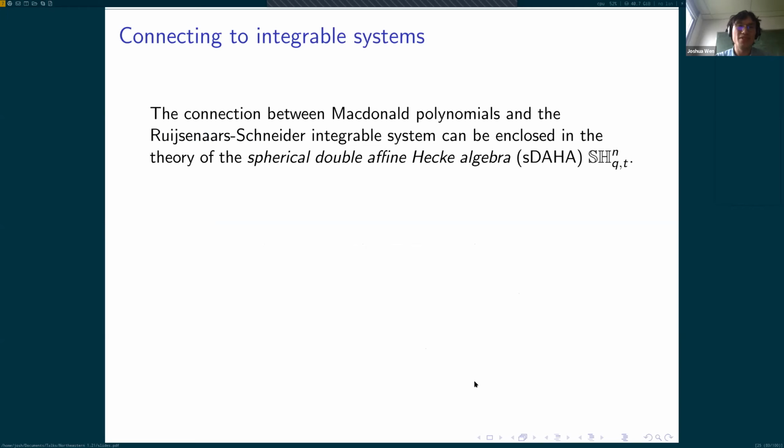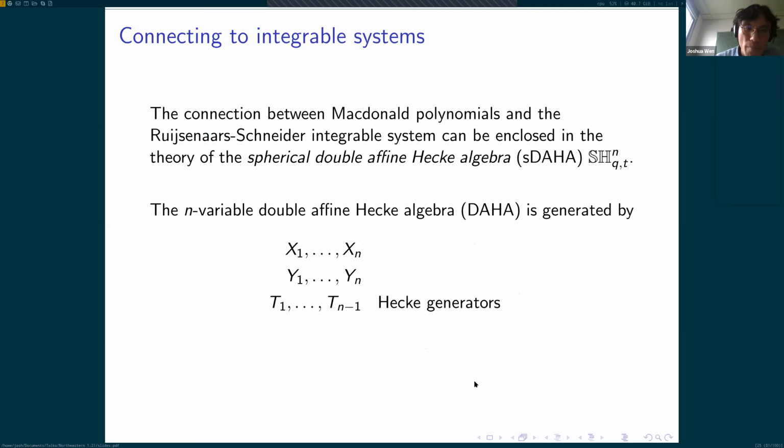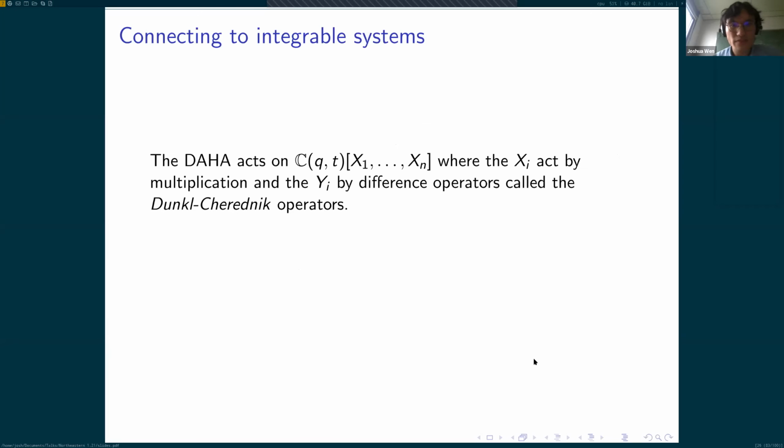So, trying to connect to integrable systems. Well, one way to connect Macdonald polynomials and the Ruijsenaars-Schneider integrable system is via the spherical DAHA. You have X generators. The usual DAHA has X generators and Y generators, and then these Hecke algebra generators. And the spherical DAHA is a symmetrization of these, symmetrizing away the Hecke generators.